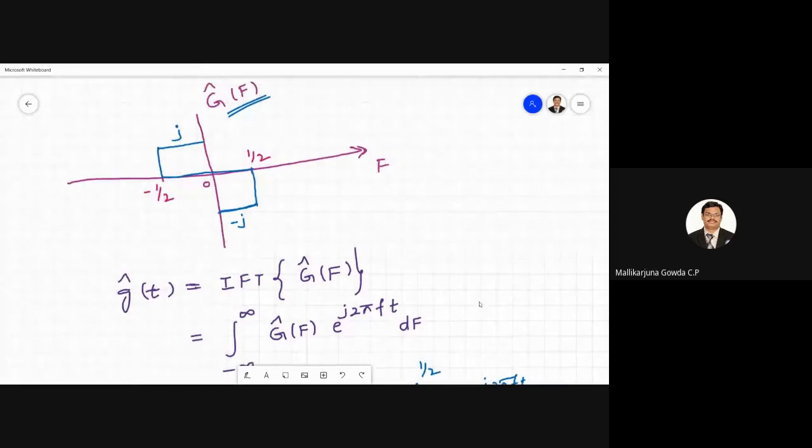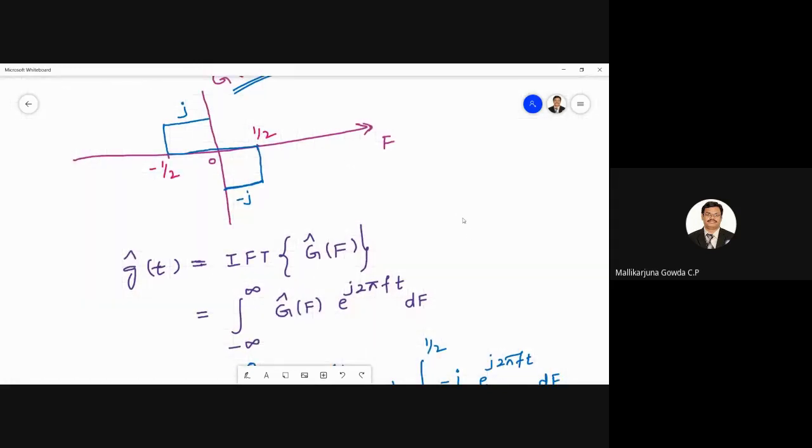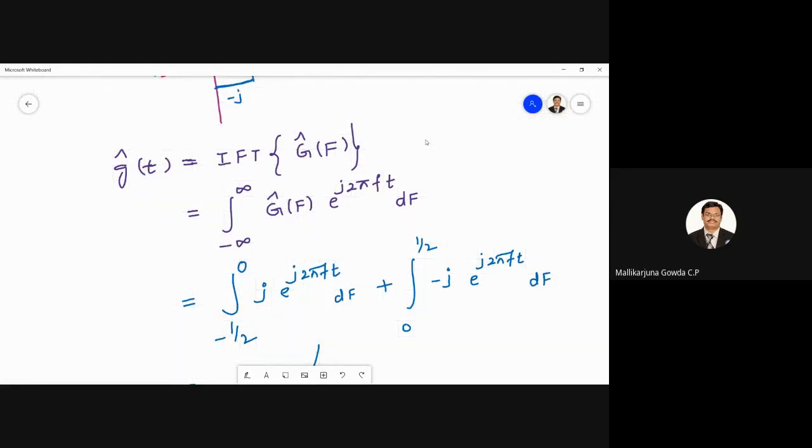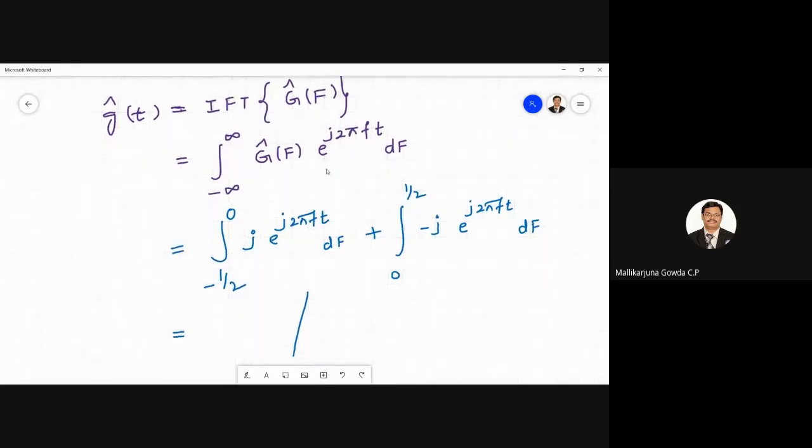I wrote this g cap of f. Then I said to find g of t, which will be equal to the inverse Fourier transform of g cap of f. Is this fine from this point? Then I wrote the definition of the inverse Fourier transform. So this is the formula: integral from minus infinity g cap of f into e power j 2 pi f t into df. So what I did, I just substituted the value of g cap of f.